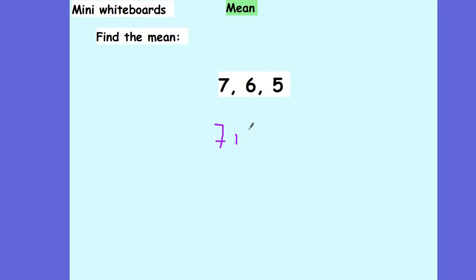Well, 7 plus 6 plus 5 gives me 18. I then want to divide by the number of values I have. 18 divided by 3 gives me 6. So my mean is 6. How about now? Pause the video for a minute or two and work out the mean of these values.